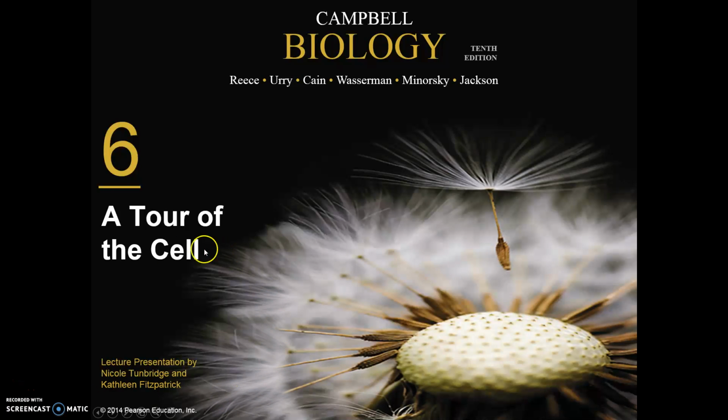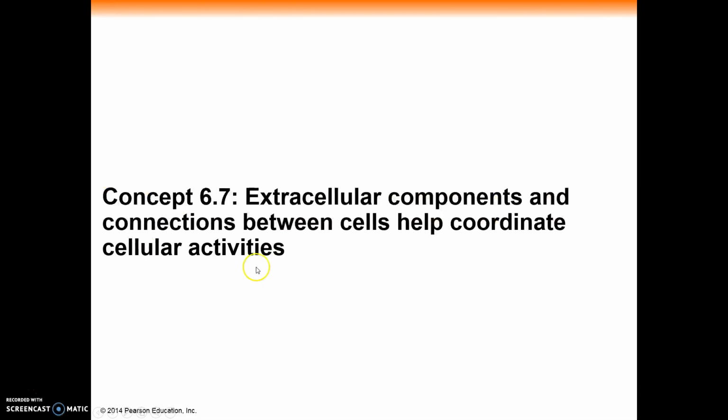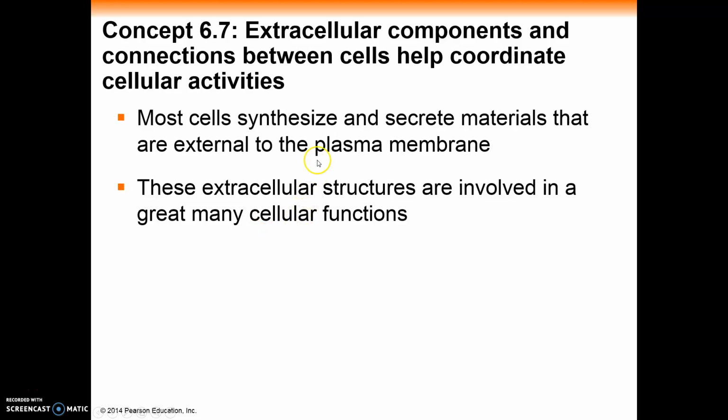All right, we're going to continue on with our tour of the cell here in Chapter 6, finishing out the final section here, Concept 6.7, extracellular components and connections between cells help coordinate cellular activities. Now, most cells synthesize and secrete some type of material that is external to the plasma membrane. This can be a very large structure or a very small structure.